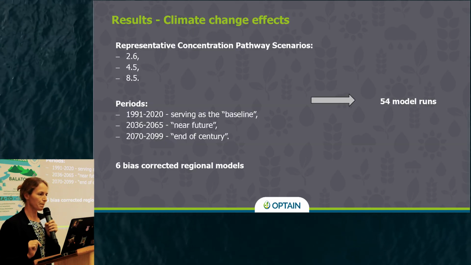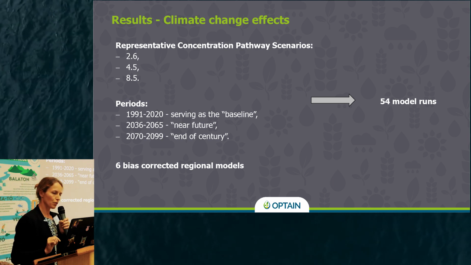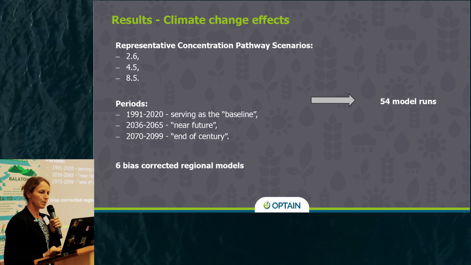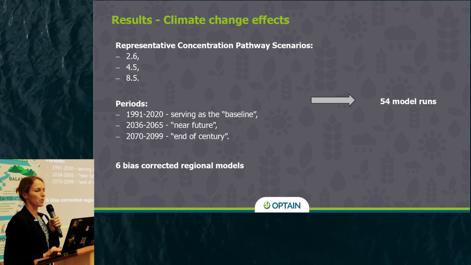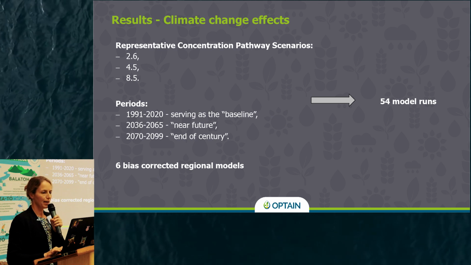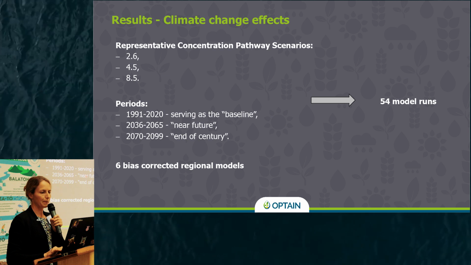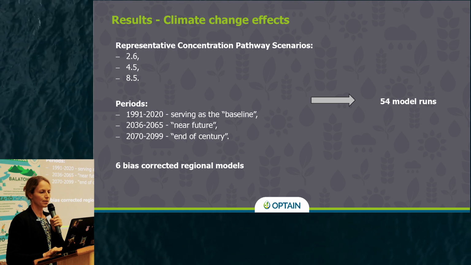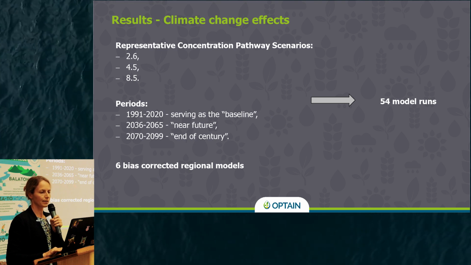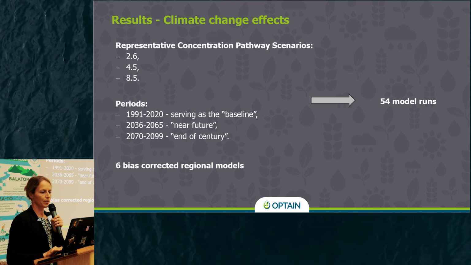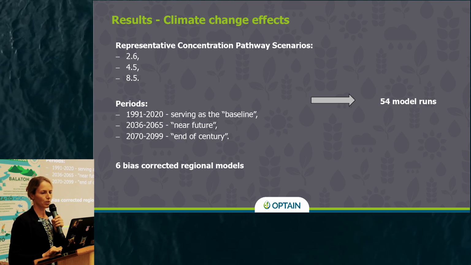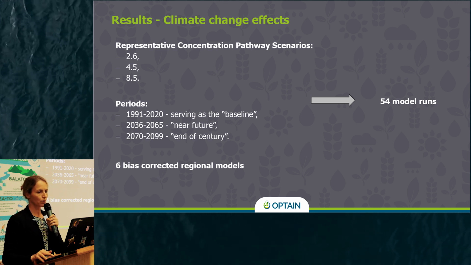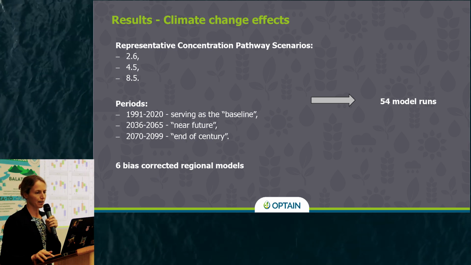Then let's see the results. First, the climate change effects. So we used 3 RCPs, the 2.6, the 4.5, and the 8.5. And we have periods: the baseline is 1991 to 2020, 2036 to 2066 near future, 2070 to 2099 end of century. And we consider 6 bias-corrected regional models based on the EURO-CORDEX project. This is altogether 54 model runs.